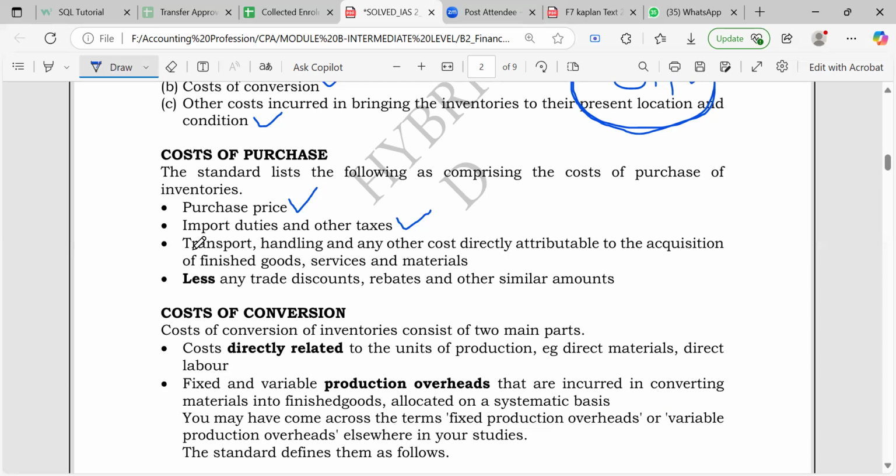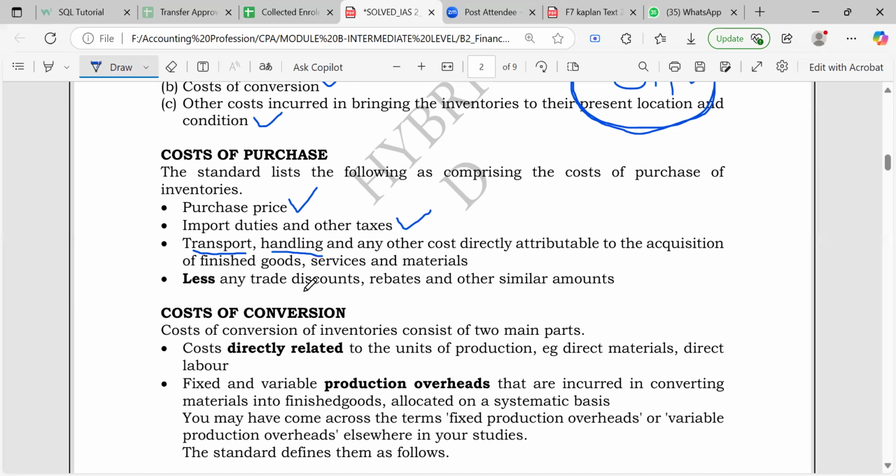Maybe you purchased something from outside the country and incurred the import duties and the other taxes. You purchased it from outside, but if it is at the port, you need to take it to your location, or maybe to your warehouse. So obviously you have the transport cost. Maybe you have to load them on the vehicle and unload them at the destination point, so you'd have the handling cost. And any other cost directly attributable to the acquisition of finished goods, services, and materials.